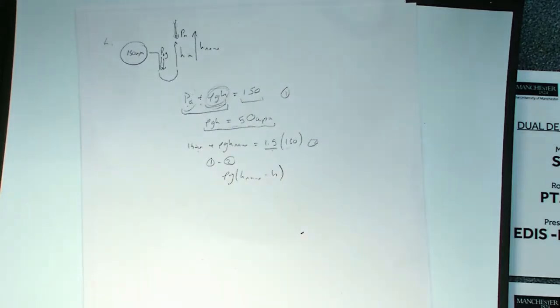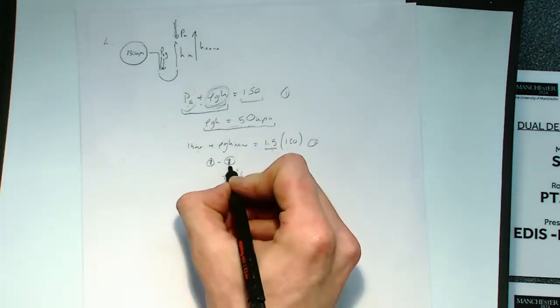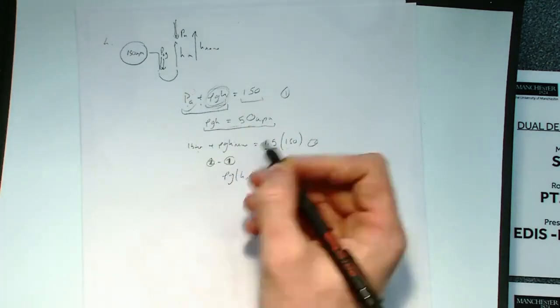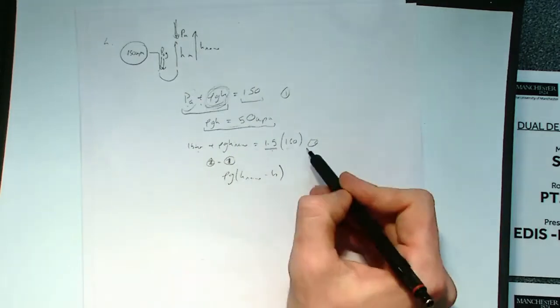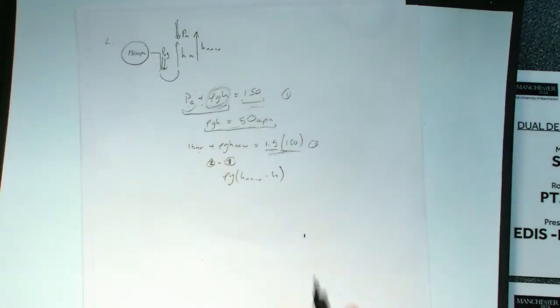Wait, what? Why is that way round? That definitely shouldn't be that way around. No, it's 2 minus 1. I think there's a mistake in the solution sheet. 2 minus 1. Right, just to be clear, we're taking the new one from the old one. Right, sorry for that. You can blame the lecturer for that one.